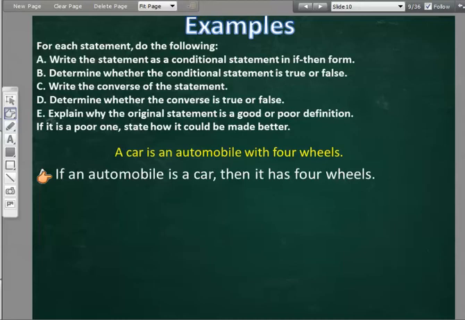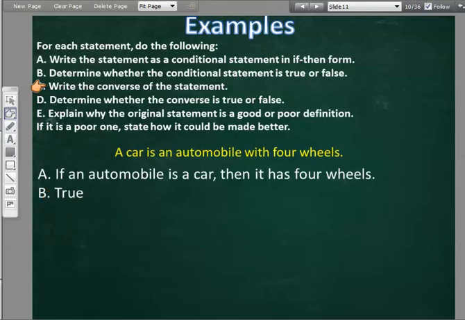If an automobile is a car, then it has four wheels. Let's see what B says. True. Okay, although I think there's cars out there that only have three wheels. I'm not positive about that, but I guess we don't call them automobiles then.